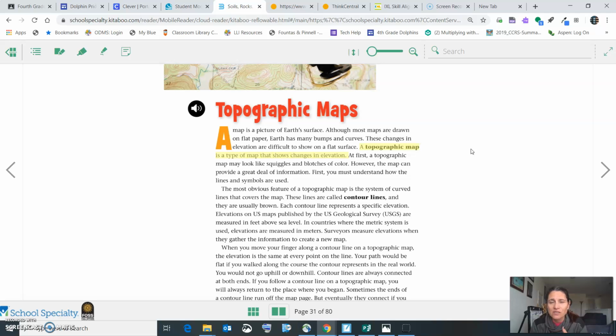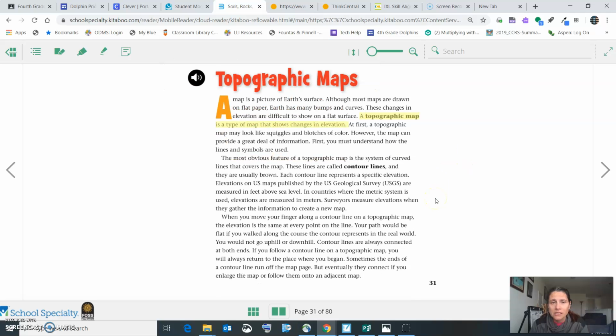The most obvious feature of a topographic map is the system of curved lines that covers the map. These lines are called contour lines, and they're usually brown. Okay, so I see a dark word, so I'm going to go ahead and highlight that. Let's do it orange again, or yellow. So they're contour lines, and they're usually brown.